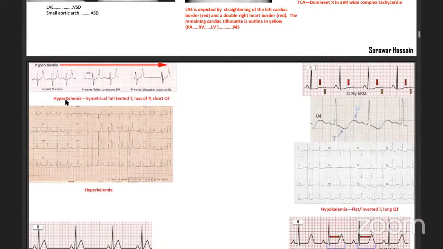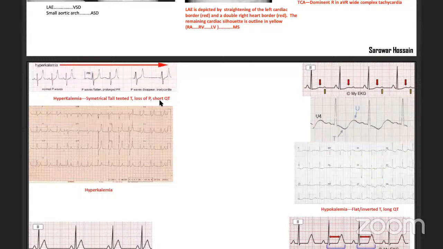This is hyperkalemic changes. Okay, generally, what is the next step we'll do? This they'll ask in the exam. It is broad QRS complex. P wave will disappear. Tall T waves will be there. Okay, P wave is not there. QRS broad. T wave will be tall. Give calcium gluconate now.